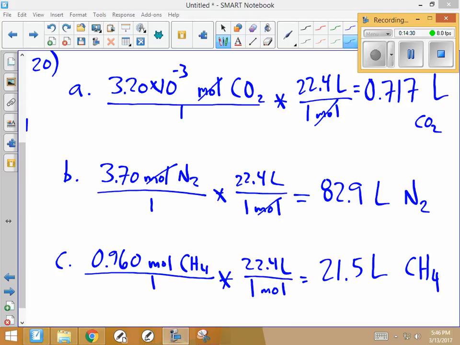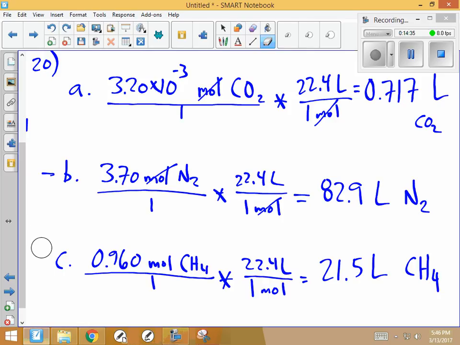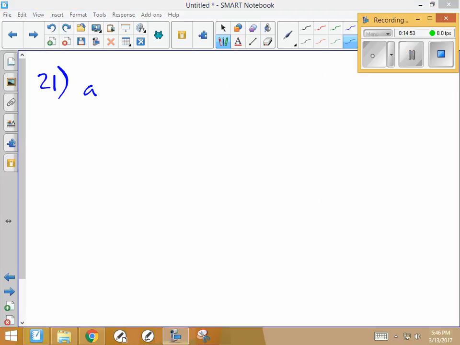Okay, just to speed things up, I've already done B and C. It's the same calculation as in A. You're just multiplying the number of moles times 22.4 liters per 1 mole. Moles cancel, and you're left with your volume in liters. Now I have a sneaky suspicion that on 21, A, B, and C, we're going to be doing just the opposite. Instead of multiplying by 22.4 liters per mole, we're going to be dividing by 22.4 liters per mole, or multiplying by the inverse, which is 1 mole over 22.4 liters.